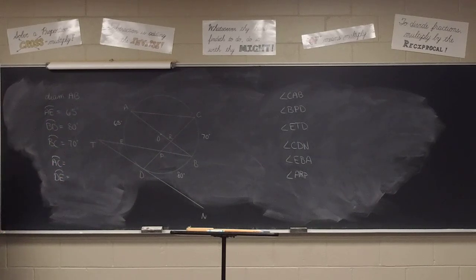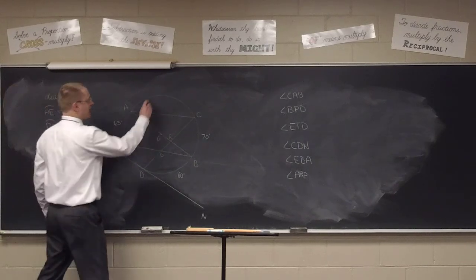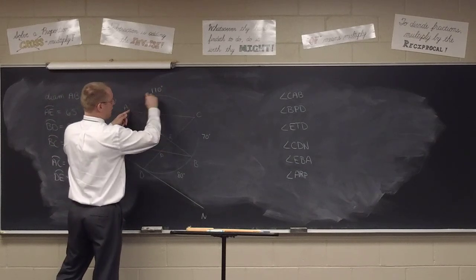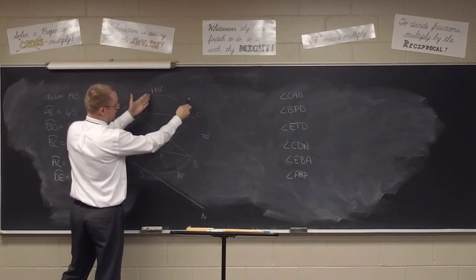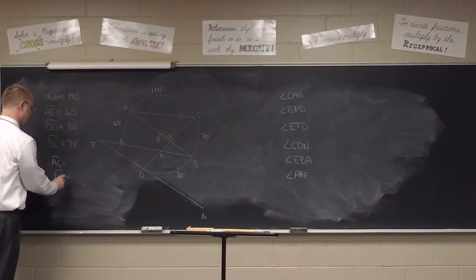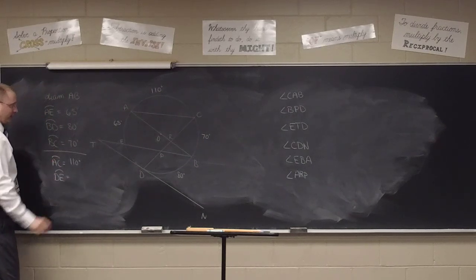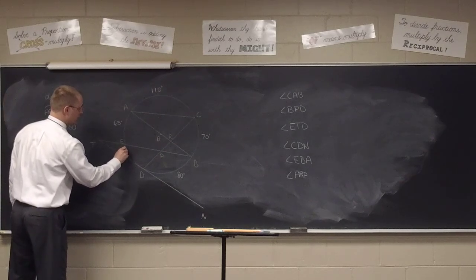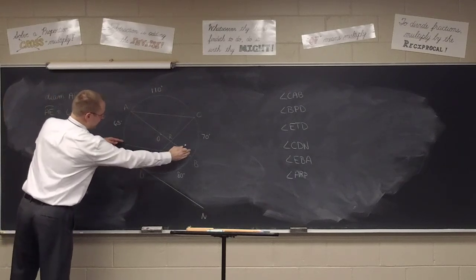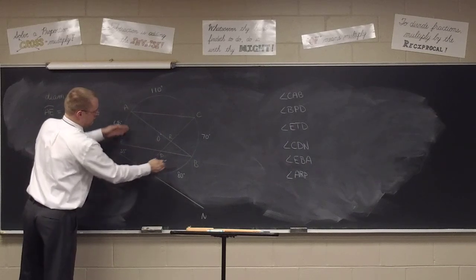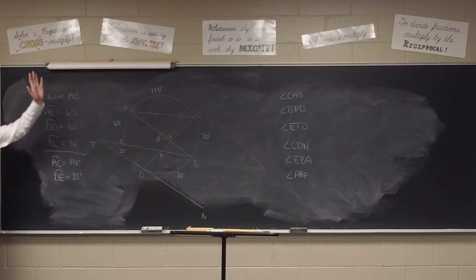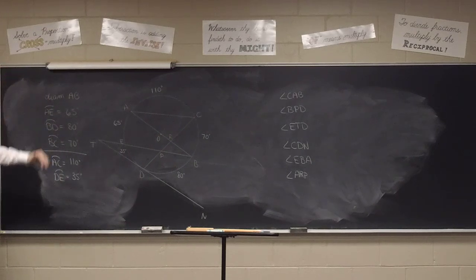How big is arc AC, class? 110 degrees. Again, you've got this diameter here, so that gives you 180 above the diameter. 110 and 70 gives you 180. How about arc DE? You've got a 65 and 80. That leaves a little 35 degree window there below the diameter. How many could get both of those arcs? 110 and 35. Excellent. Go and find the angles now.